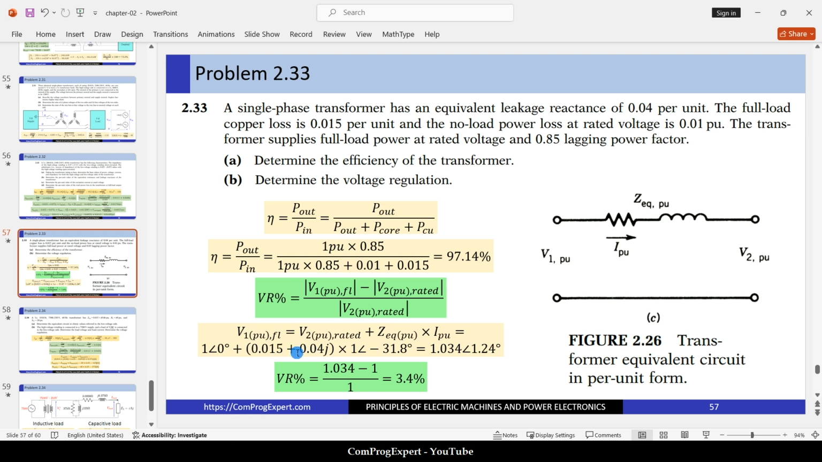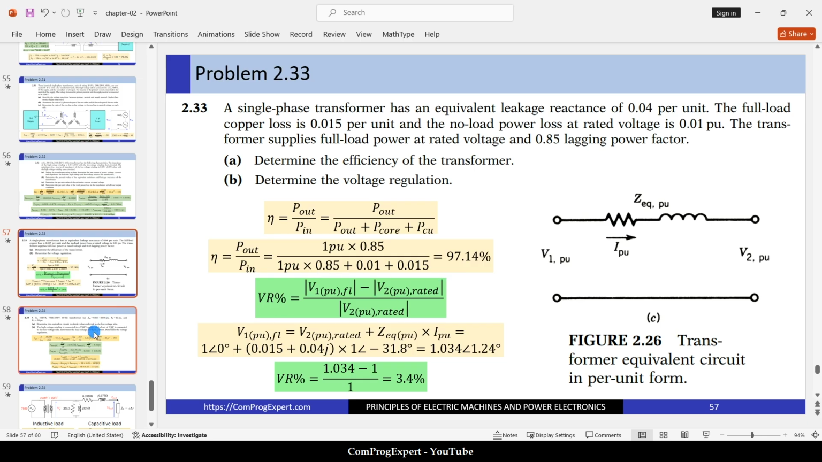0.015. So what is the value of the current? I per unit is the rated one. The transformer delivers the full load. So if you replace the numbers, the value of the voltage regulation will be 3.4%. So as you can see here, using per unit values, we have much more efficient computations. So computations are more efficient compared with the previous methods that we used with real values.